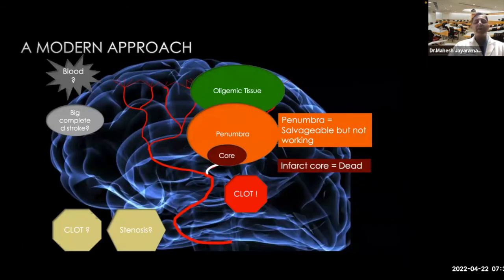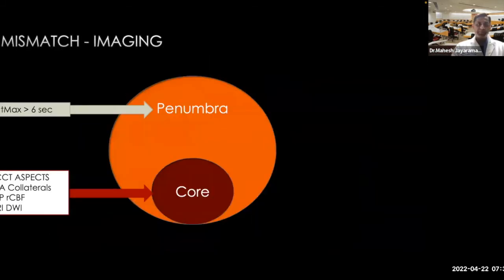Okay, so we've talked about this modern approach. We've identified that there's no blood. We've seen that there's no big completed stroke. We've found the clot. We've quantified the core. Now let's talk about the penumbra.